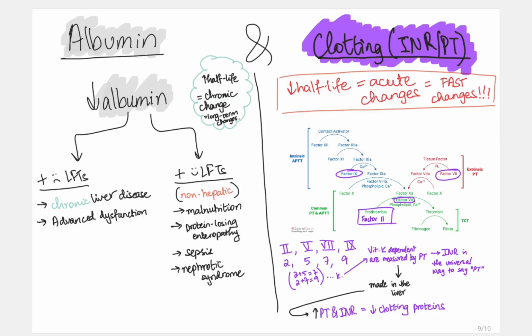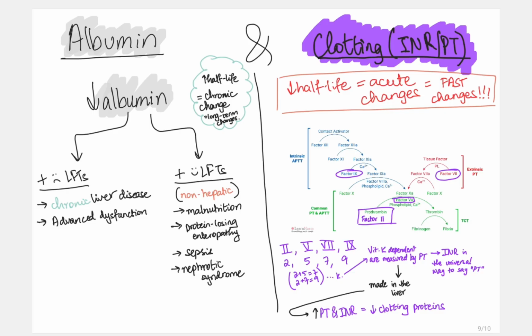What's more, we've got the clotting factors on the other side. So one thing you need to understand is that clotting factors have a short half-life. They are meant to be used almost as soon as they are ready to be produced. So as a result, when you've got really bad clotting factors, you can get acute changes, which means that there are fast problems happening in the liver.